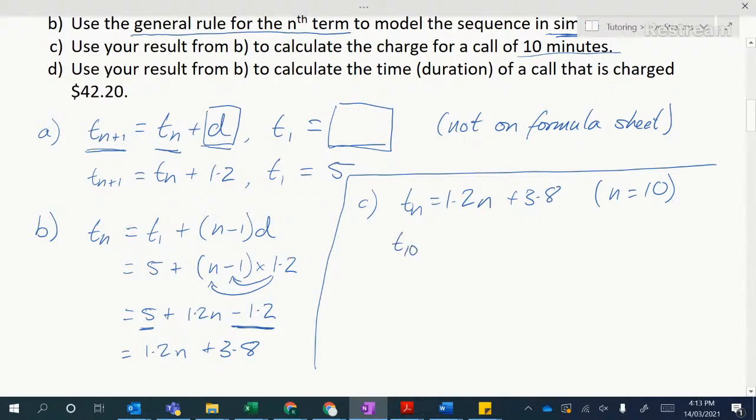Okay, so to find the cost of a 10-minute call, which would be term 10, we get this, 1.2 times 10 plus 3.8, like so. And when you multiply all that out, you get an answer of $15.80. How did we go?